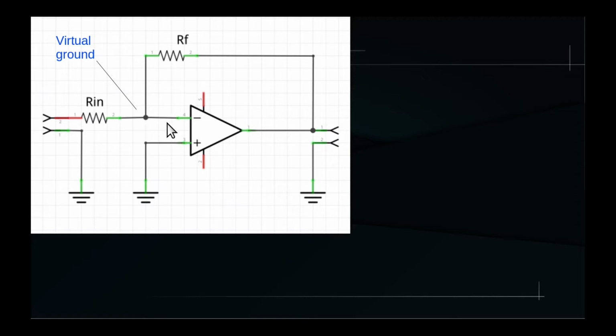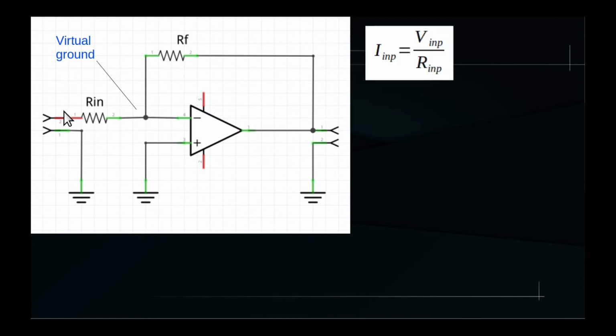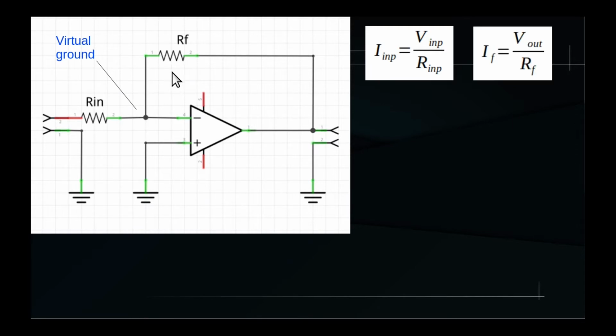Since the minus input is at V equals 0, the current In inside the resistor Rin will simply be Vin over Rin, and similarly, the current If through resistor Rf will be Vout over Rf. Both In and If go toward the node at the minus input, and since there is no current going out, it means that the two currents In and If must be opposite, so If equals minus In.